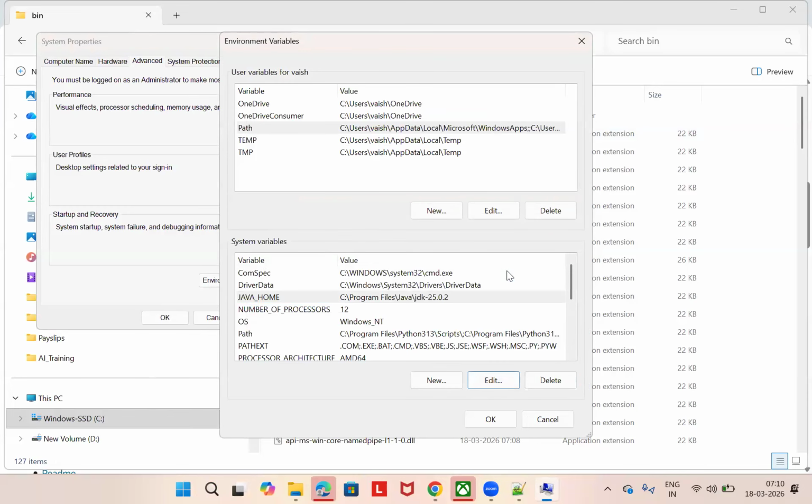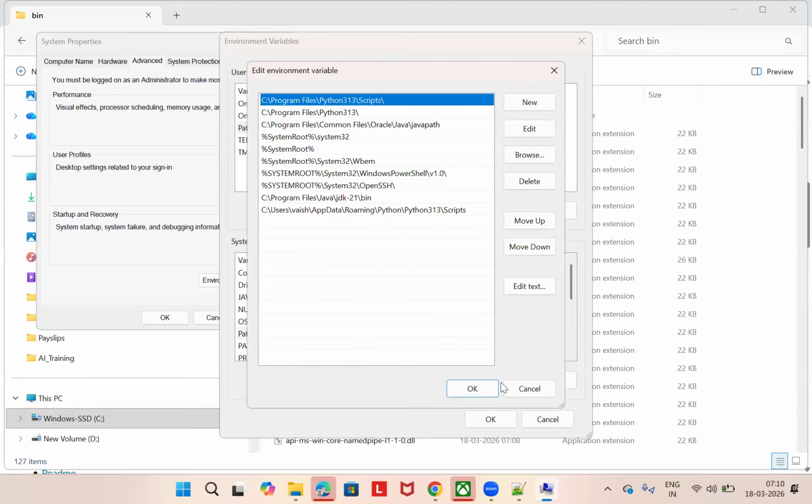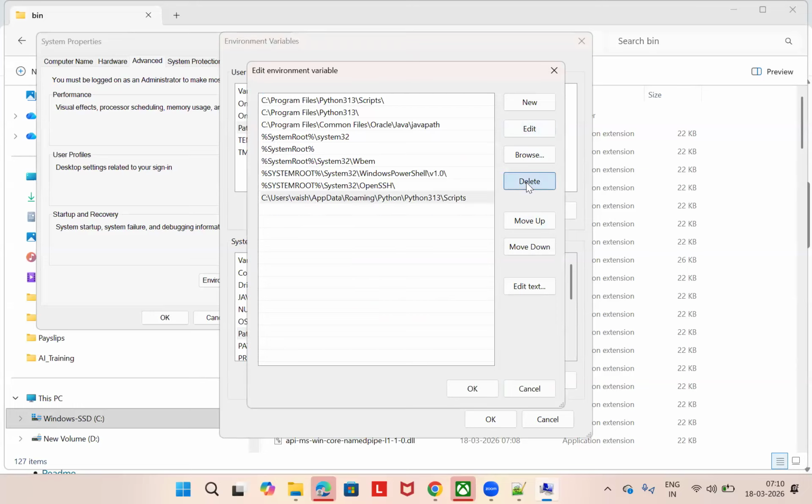Can you go to your path? This path, this one? Yeah. No, not under the user variables, under the system variables. Yeah, okay. So can you remove this 21 version, right? Yeah. Could you remove 21 and click on new?